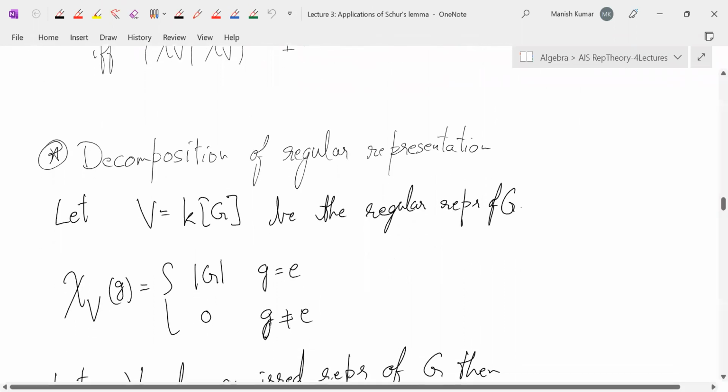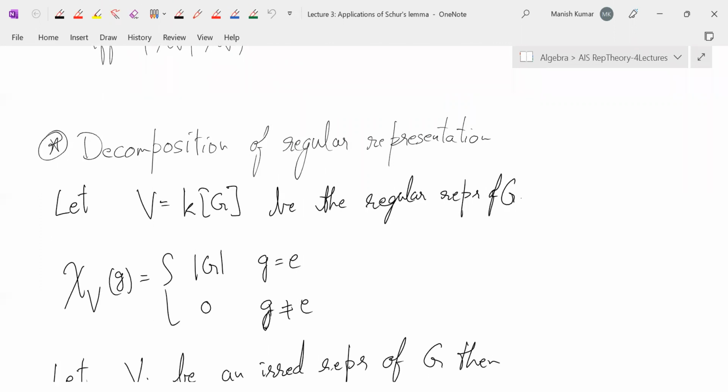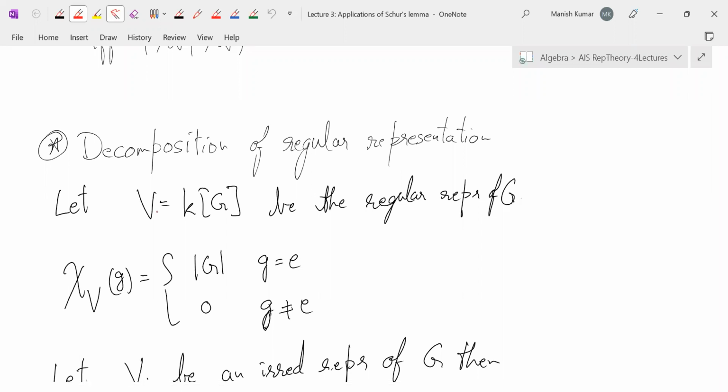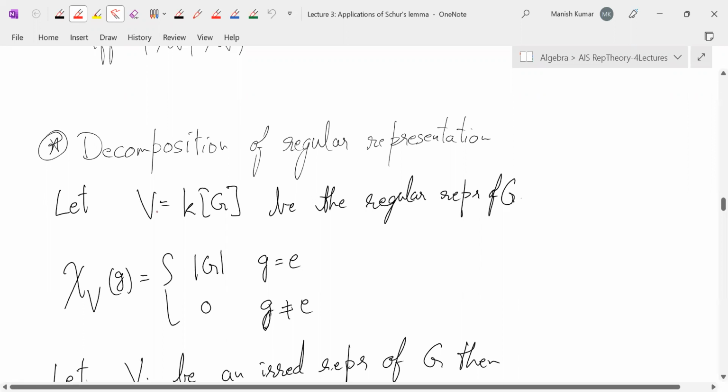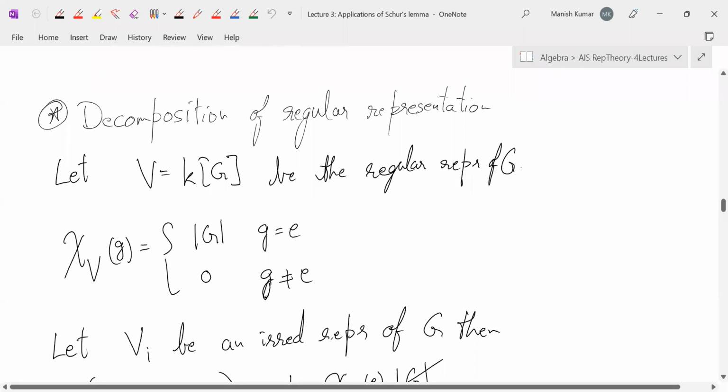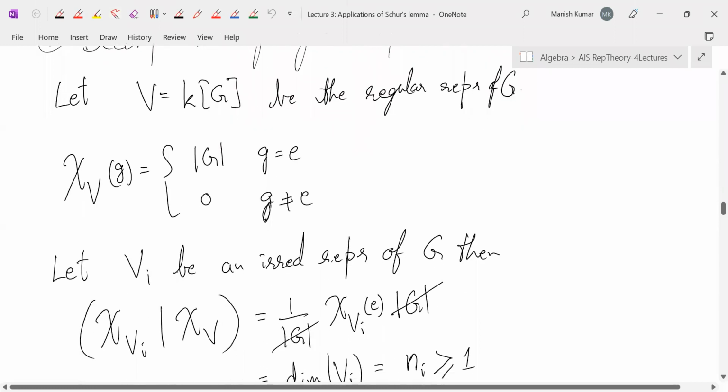So let's first study this regular representation. Remember, the regular representation V is Kg, and its character we know is the size of G at the identity and 0 otherwise. So if Vi is an irreducible representation of G, how many times will Vi occur in V? To compute that, we have to take the pairing of chi of Vi with chi of V. This pairing is easy to compute because for most g it is 0, and only for the identity it is non-zero.